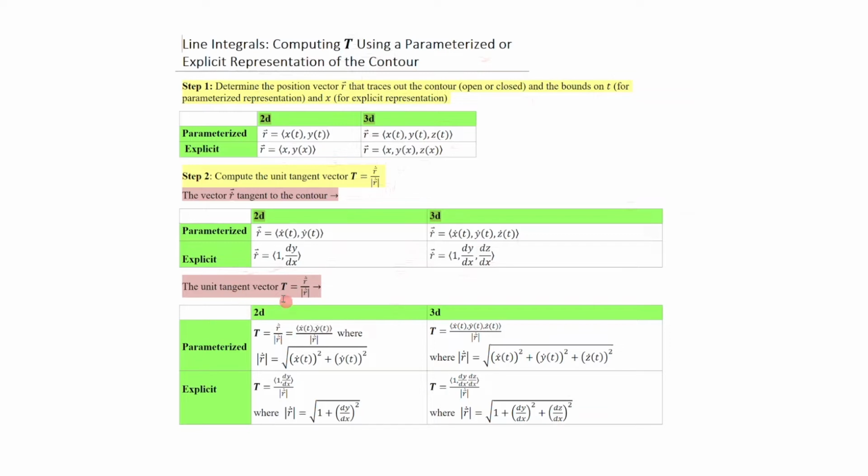Okay, so the unit tangent vector then finally would be to take the vector and divide it by its magnitude. And so for the parameterized case, we would have this result, and for 2D and for 3D, we would have this. R dot magnitude would just be this expression here for 2D and this expression for 3D. For the explicit case, essentially go through the same process, the difference being here that the magnitude in this case would involve a dy dx for the 2D case and a dy dx and a dz by dx for the 3D case.